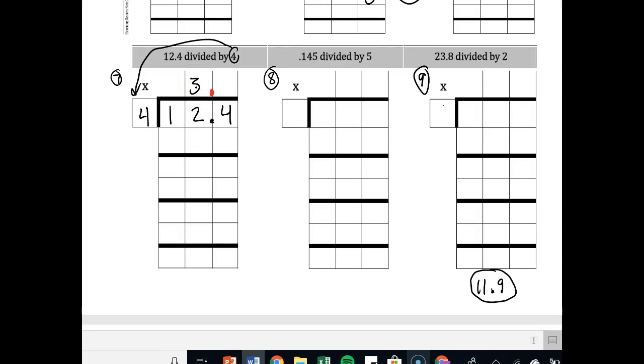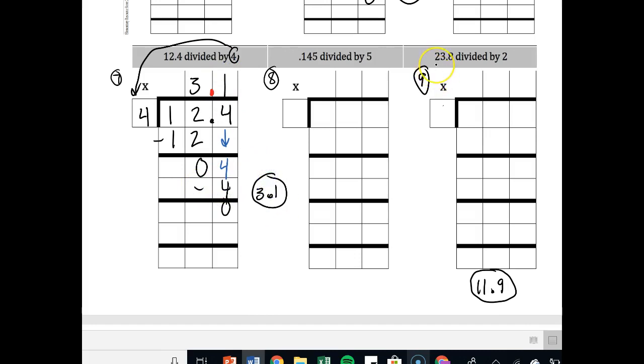Put your finger on the 4, go across until you get to 12. You go up, you'll find it's 3. So 3 times 4 is 12. 12 minus 12 is 0. And drop down your 4. And 4 goes into 4 one time, right? So we got nothing left over. I know I'm done. So my answer is 3.1.